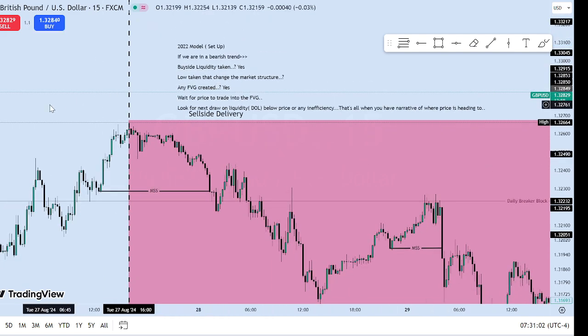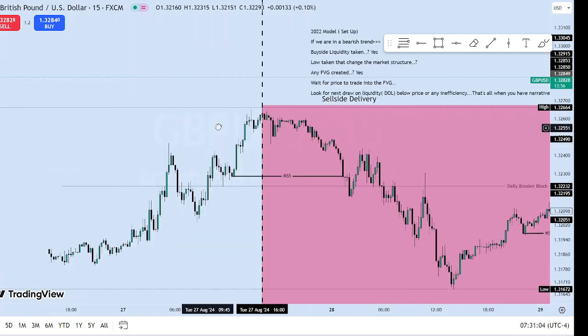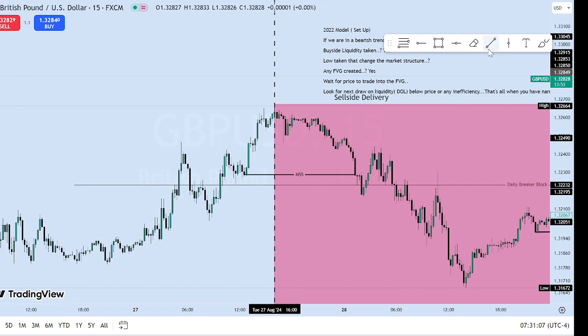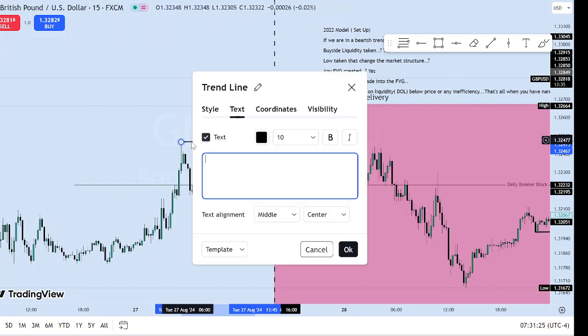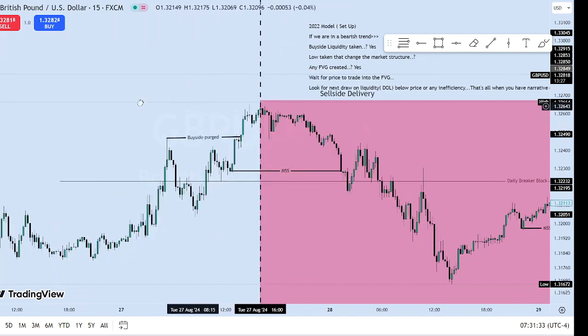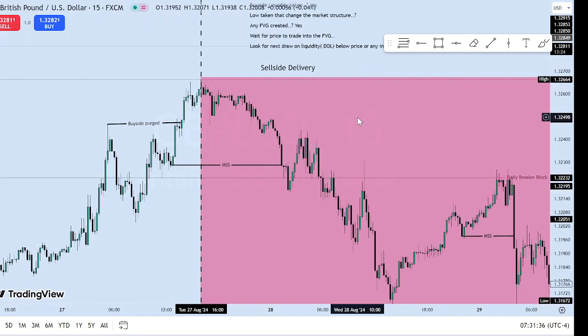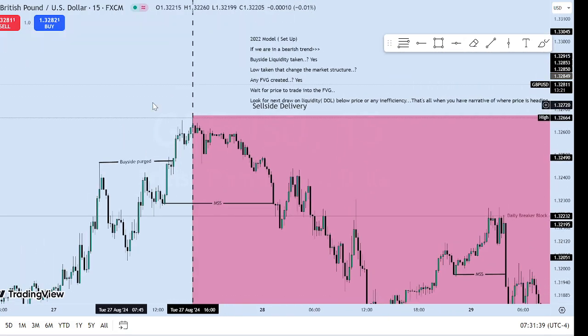When a liquidity is swept, like we have over here, here is a liquidity resting above. Here is the high before we traded up and closed. Then we took the buy side here. So it's a buy side liquidity that has been purged. So to trade the 2022 model, you are looking for when a liquidity is purged.